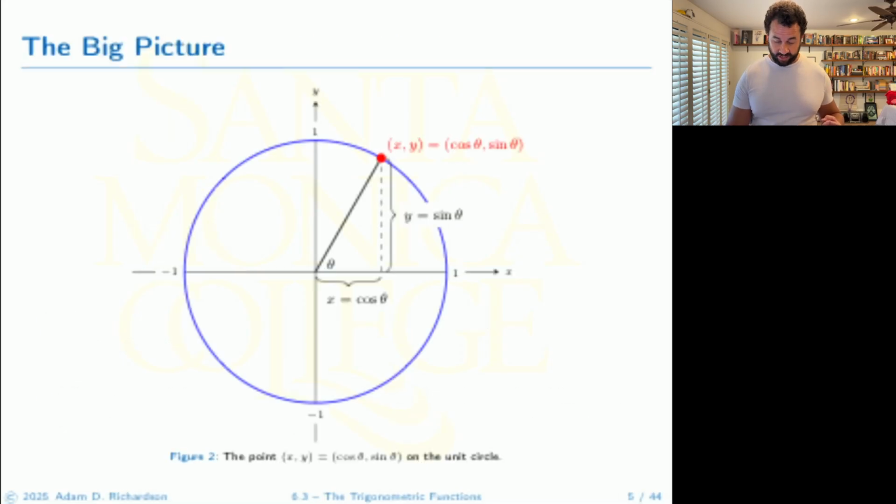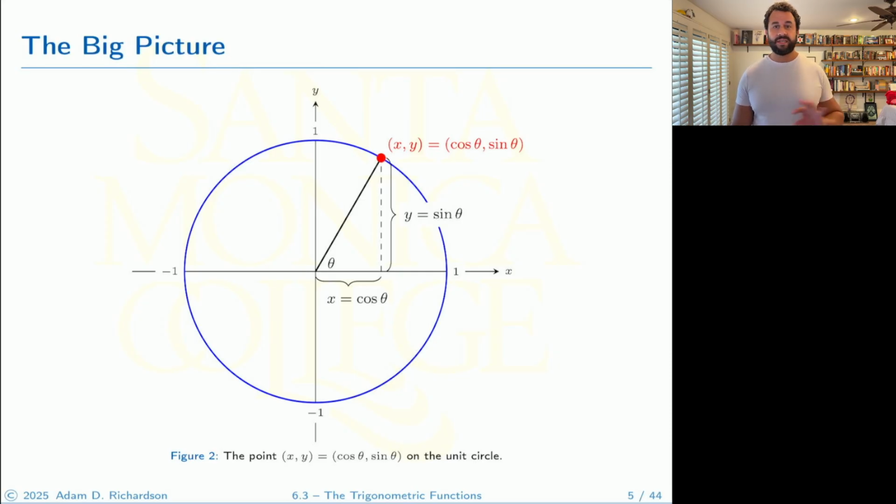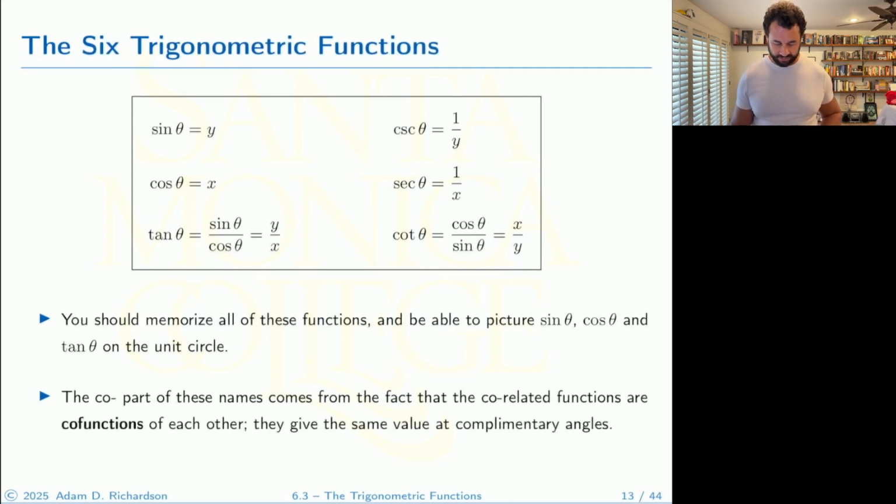I'll flash back one more time. We're going to see this so many times. This is where it all comes from. You don't need to memorize a ton of stuff. You just need to remember this picture and that x is cosine, which is horizontal displacement, and y is sine, which is vertical displacement. And that will carry you way farther than you could ever imagine.